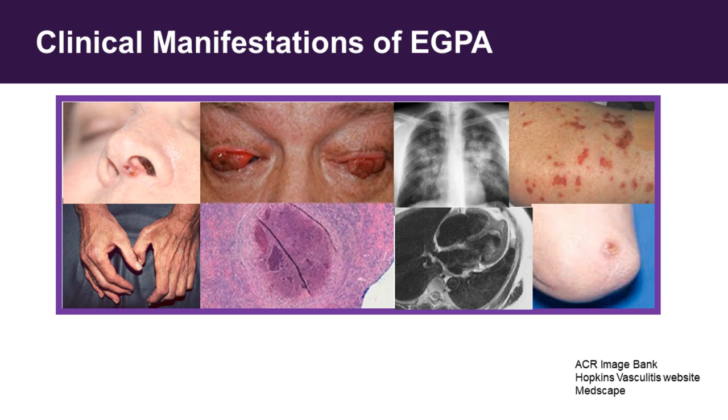You can get different skin manifestations, so purpura is one of them. You can get nodular changes, and those are usually at areas of pressure points. Cardiac involvement, you can see there, that's the highest cause of mortality in these EGPA patients. Eosinophilia, like I said, on biopsy, and of course nerve involvement with polyneuropathy or mononeuritis multiplex.